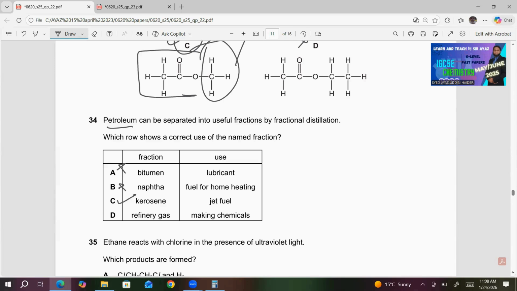D, refinery gas, making chemicals. No, refinery gas is used as heating, as a fuel, etc. Kerosene, it's used as jet fuel. So this C must be the right answer here.